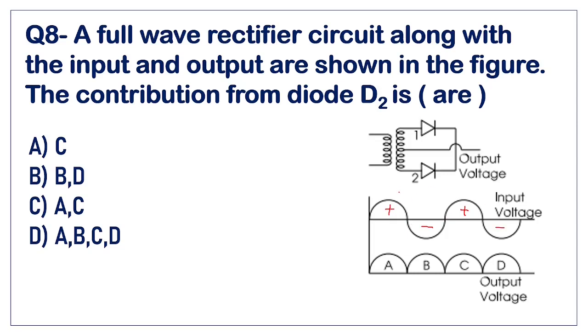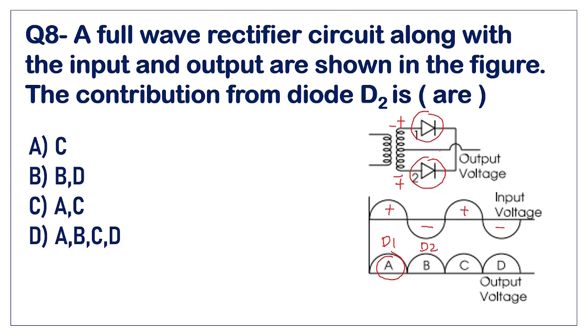If you see this circuit, whenever the input is positive half cycle, this point is positive and this point is negative. So the first diode will conduct and the output will get its voltage because of the first diode. So this A will go because of diode D1. Similarly, when the input is negative, this point becomes positive and this point becomes negative. In that case, diode D2 will conduct and the output will get voltage because of D2. So the second half cycle at the output is because of diode D2.